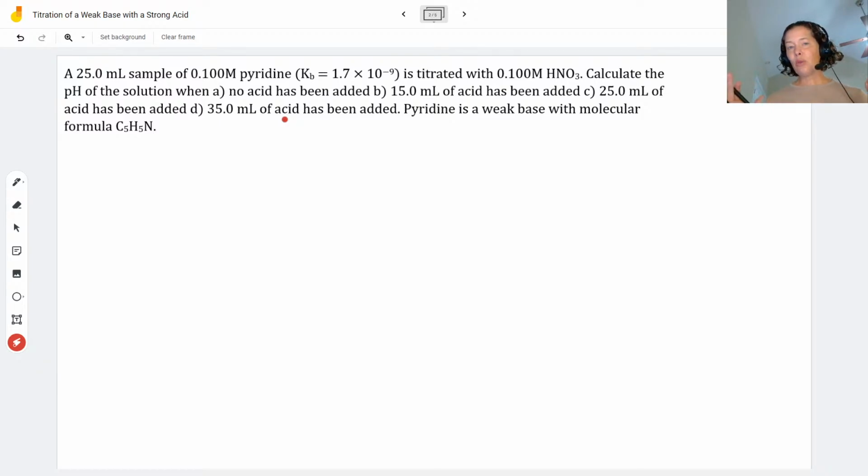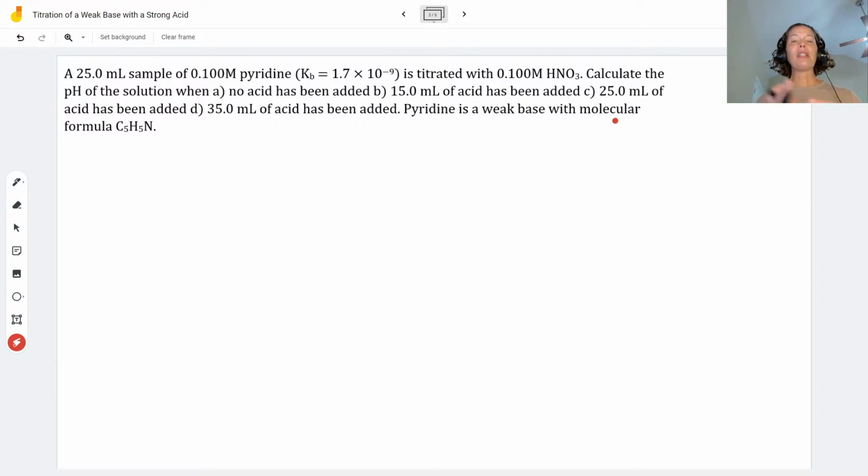Now, one thing I like to do with these problems is just do a quick calculation to know where the equivalence point is. This one is really easy because my concentrations are the same. This is a 1-to-1 ratio. So that means my equivalence point is going to be at 25 milliliters of acid added. So you can see this is part C.